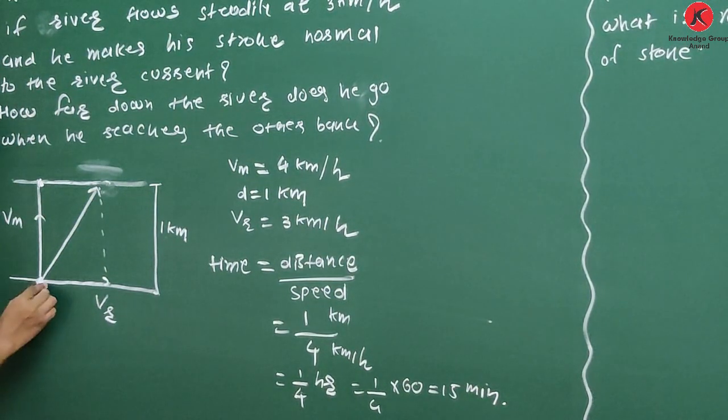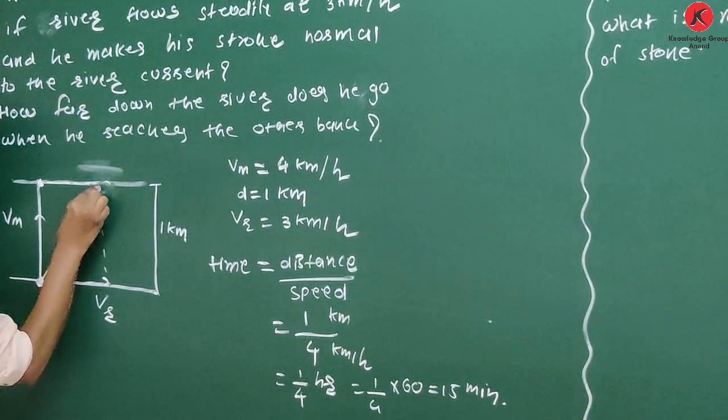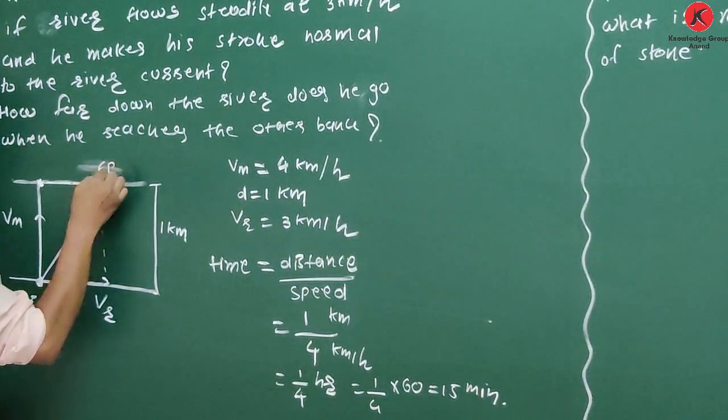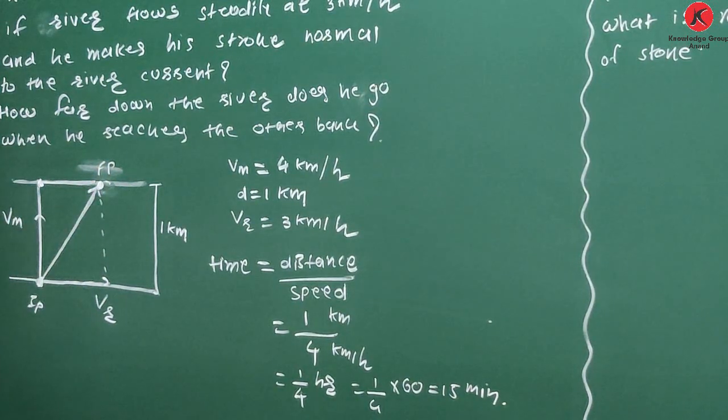It is the resultant velocity. It means the man is moving in this direction and the water is flowing in this direction. We have already discussed a question like this. If the man starts from this point, he will reach this point. It is his initial position and it is his final position. But how far down is it? You have to find this distance.